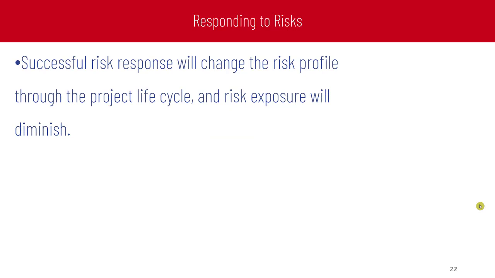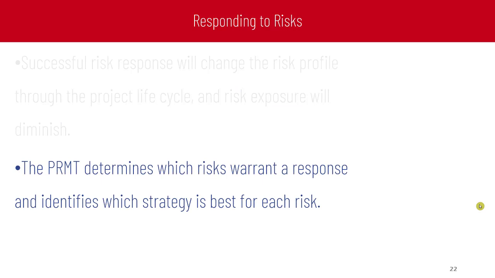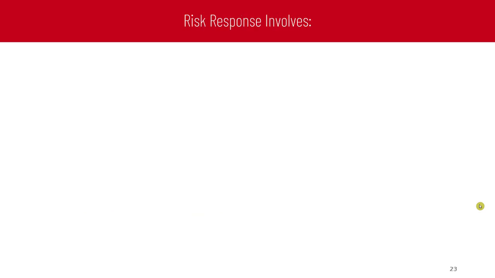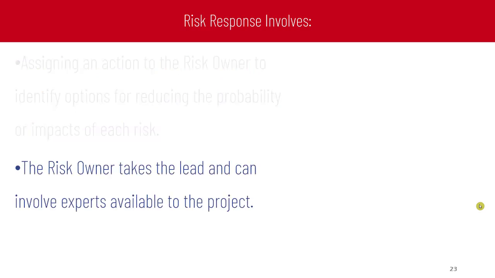Successful risk response will change the risk profile through the project life cycle, and risk exposure will diminish. The project risk management team determines which risks warrant a response and identifies which strategy is best for each risk. Risk response involves assigning an action to the risk owner to identify options for reducing the probability or impact of each risk. The risk owner takes the lead and can involve experts available to the project.